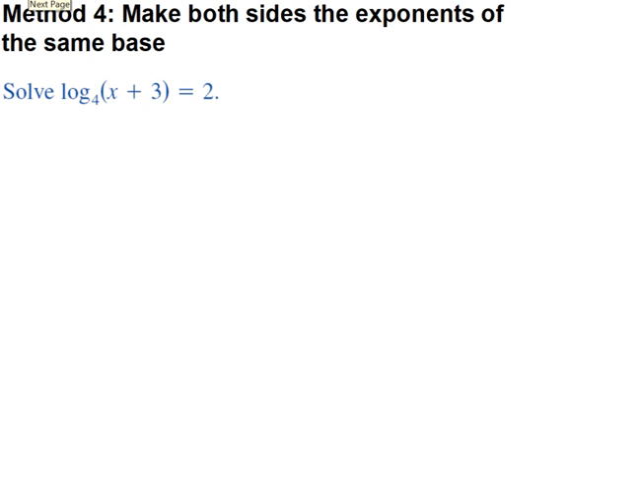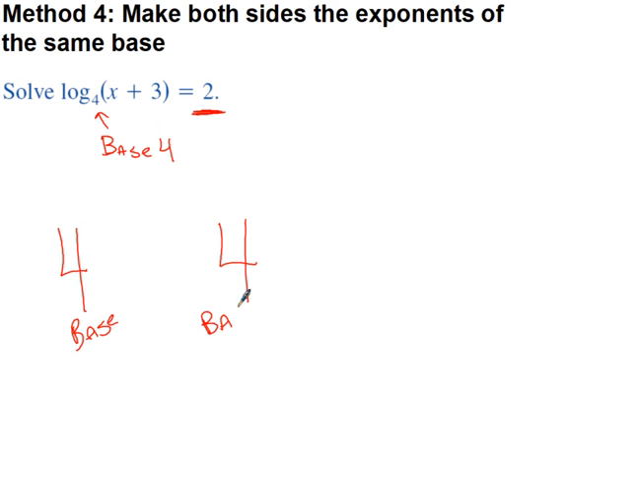Okay. Number 4, method number 4, is make both sides the exponent of the same base. And what I mean by the same base is I'm going to look at the log base 4, but there is no log over here on the other side. It's just the number 2. So this is log base 4. I'm going to make 4 the base on both sides, and I'm going to make this the exponent.